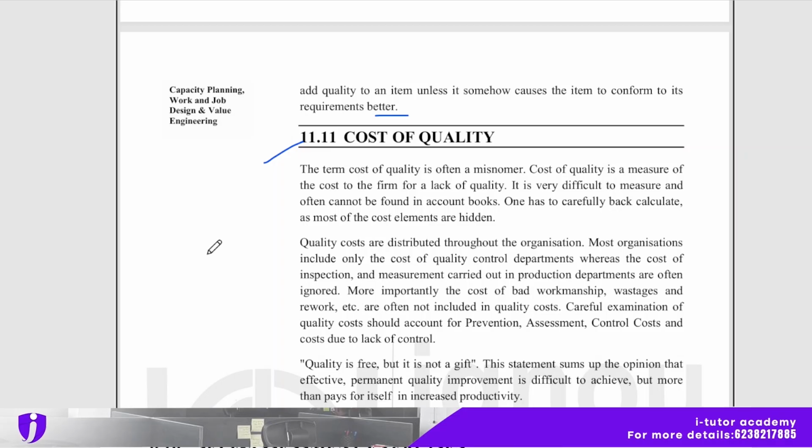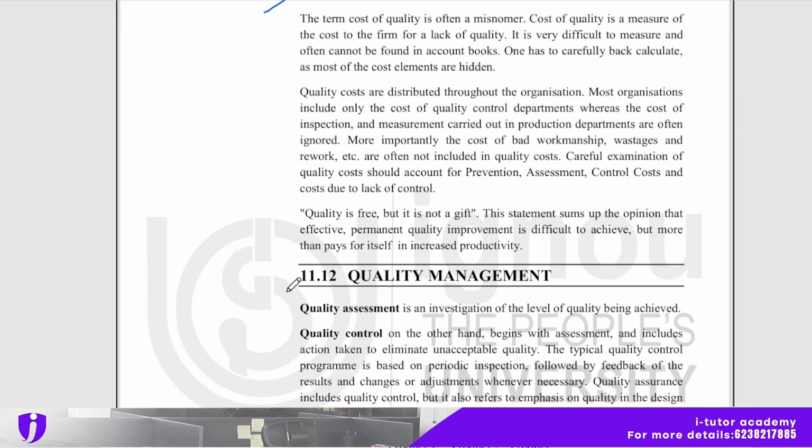One has to carefully back calculate them, as most of the cost elements are hidden, and quality costs are distributed throughout the organization. Most organizations include only the cost of quality control departments, whereas the cost of inspection and measurement carried out in production departments are often ignored. More importantly, the cost of bad workmanship, wastage, and rework, etc., are often not included in quality cost. Careful examination of quality cost should account for prevention, assessment, control cost, and cost due to lack of control.